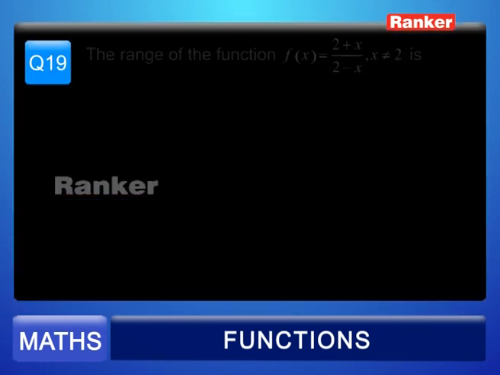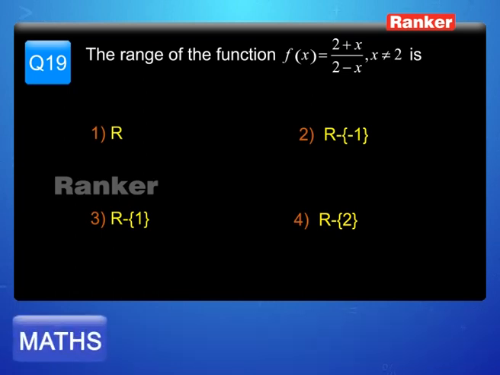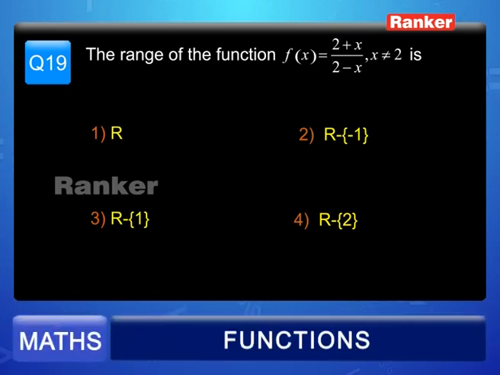The range of the function f of x is equal to 2 plus x by 2 minus x, x not equal to 2, is. It can be done in 2 ways. Of course, here the options given are: first option, the entire real number system; second option, R minus the singleton set containing minus 1; third option, R minus singleton 1; fourth option, R minus 2.